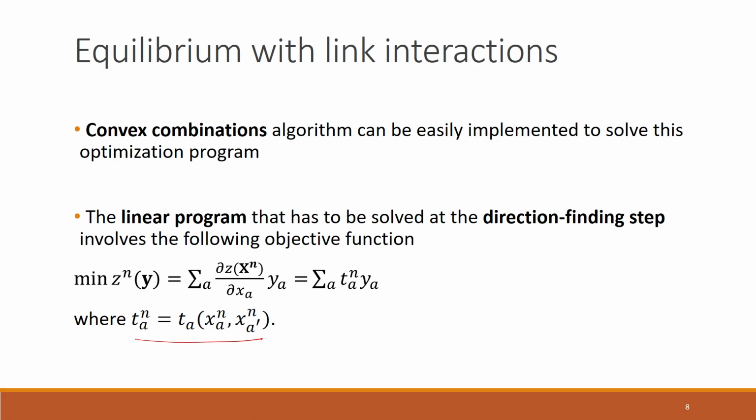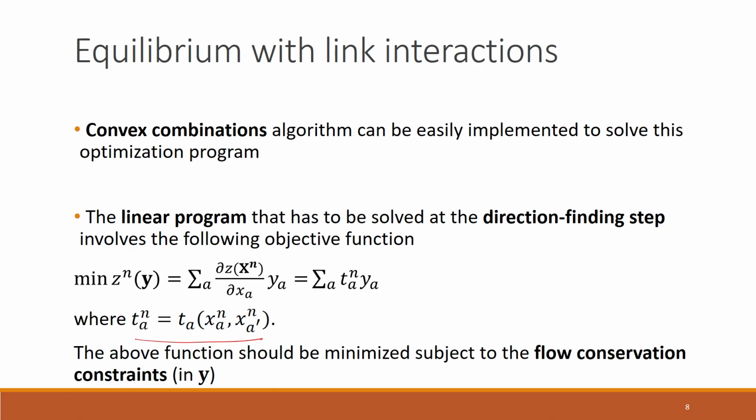Okay. So, that is the only change, everything else stays the same. I mean the constraints that are there in that linear program, although they are not shown here, are the same. This above function is minimized subject to the flow conservation constraints in Y. The constraints are the same as before, the objective function is also the same as before, the only difference is this travel time here for link A at the nth iteration, which is this here.